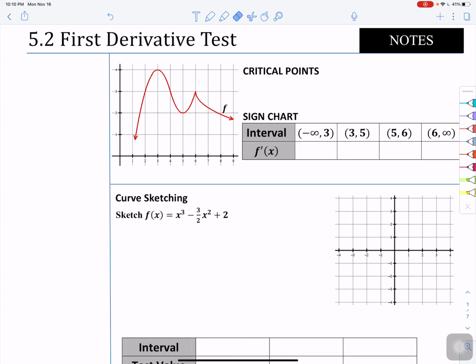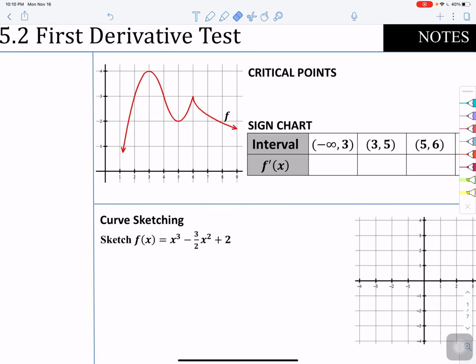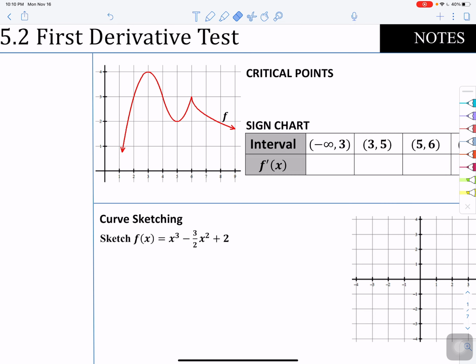This is topic 5.2, the first derivative test. So let's just start by taking a look at this graph and see if we can find the critical points. This graph is just f of x. So we're looking for where the first derivative is equal to 0 or the first derivative is undefined.